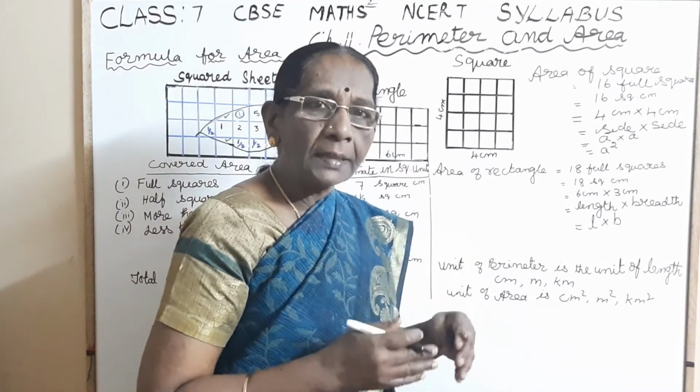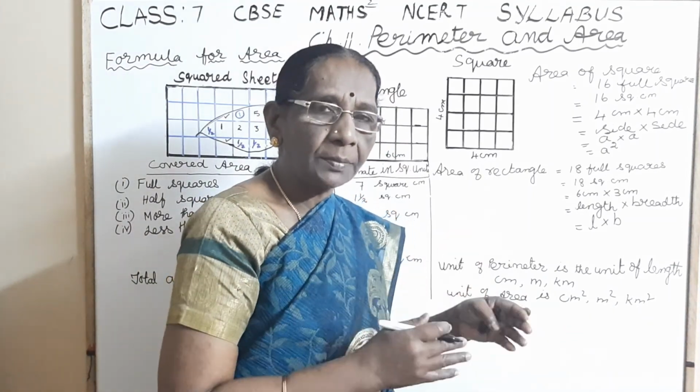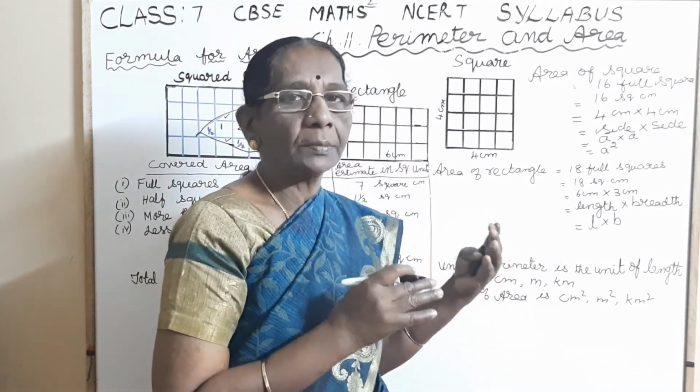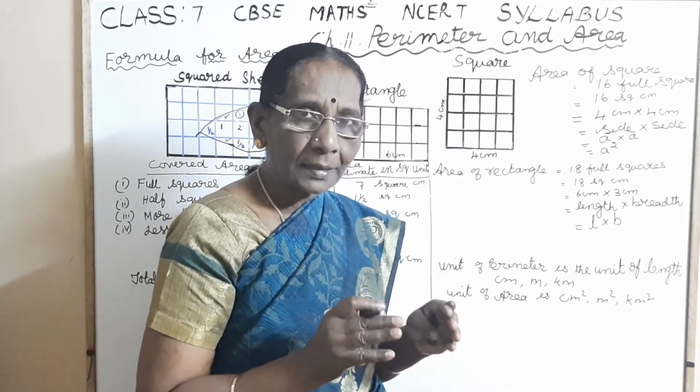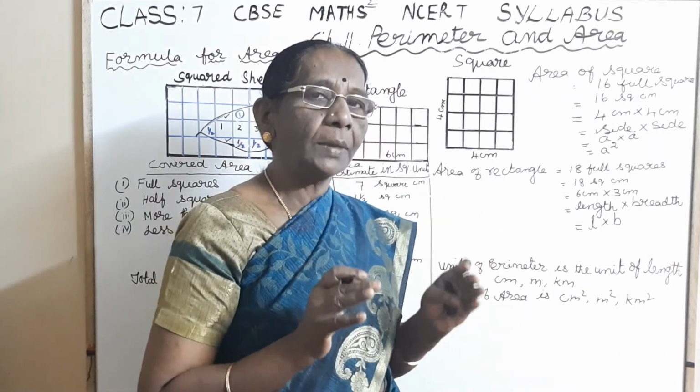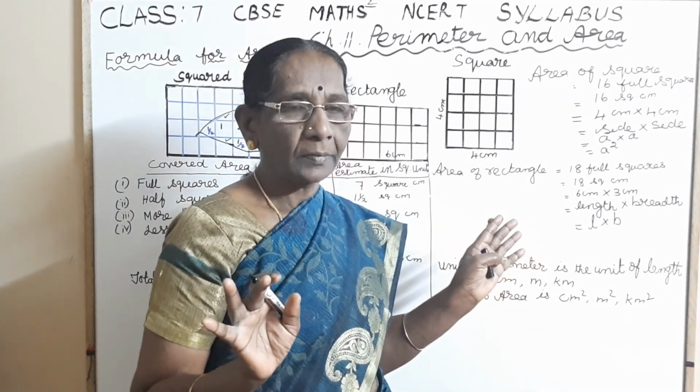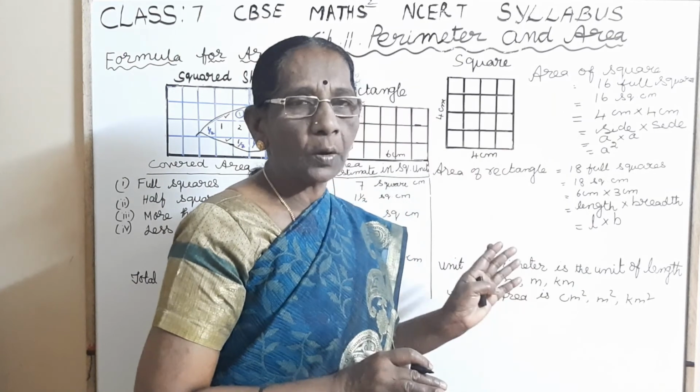Therefore, we are multiplying the unit two times. If the unit of length is in centimeter, we are multiplying centimeter into centimeter. If it is meter, meter into meter. If it is kilometer, kilometer into kilometer. As a result, we are getting centimeter square, meter square, kilometer square. I think you may have understood this concept.